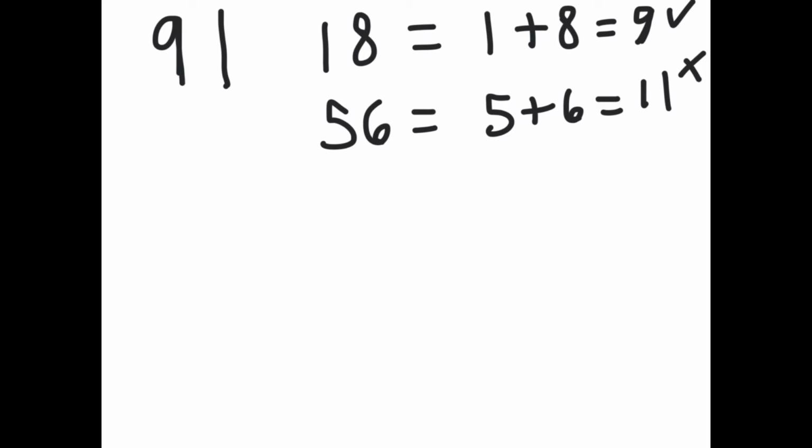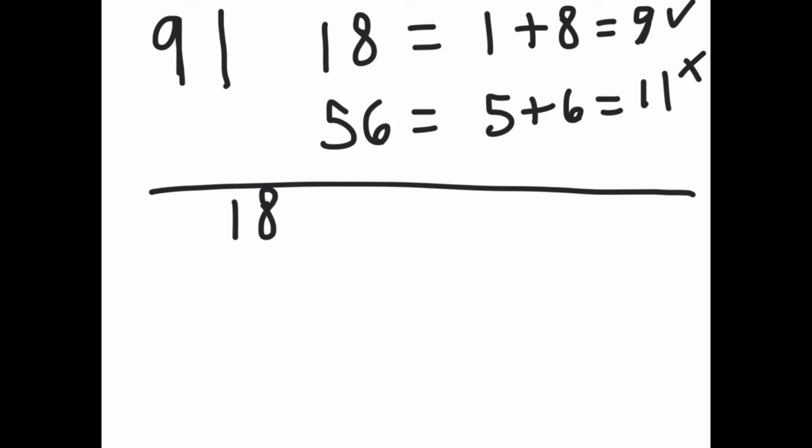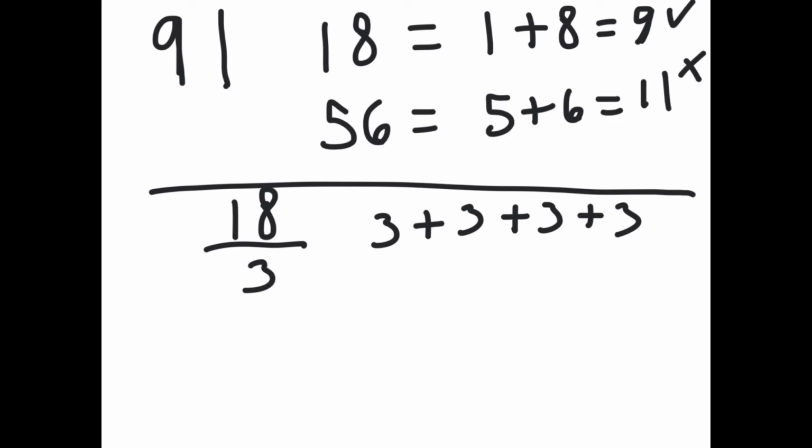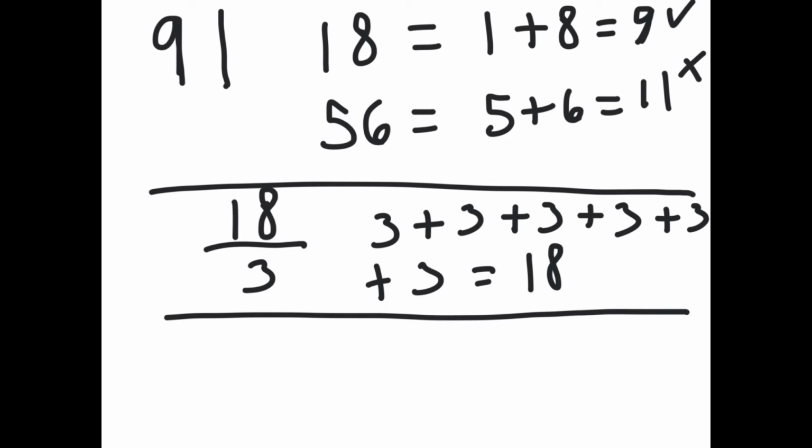So let's recap. A way to check divisibility, let's say 18. Is 18 divisible by 3? Well, what we did was add 3 plus 3 plus 3 plus 3 plus 3 plus 3, 18. Now, you can do it this way, but as the number gets larger, it gets kind of a pain to keep adding those numbers.